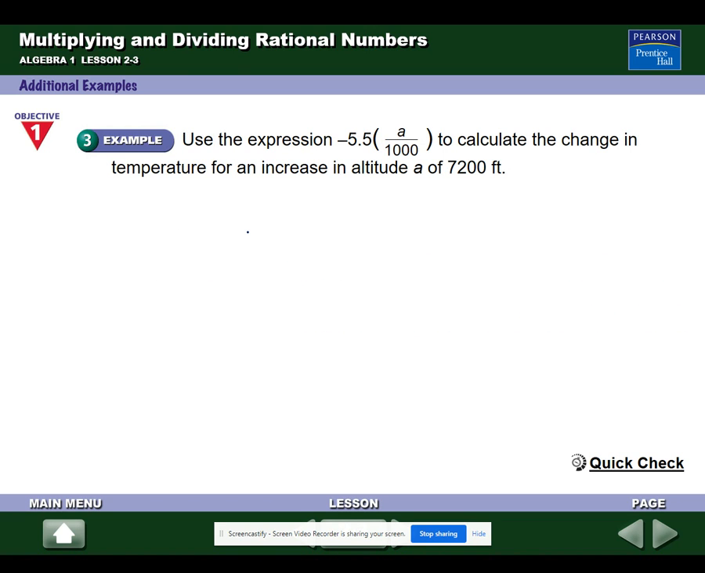This says use the expression you can see there to calculate the change in temperature for an increase in altitude A of 7,200 feet. The A is in the formula, and it's 7,200 feet. So negative 5.5 times 7,200, that's 7,200 over 1,000. Sorry for the lazy language. Now, certainly we should reduce this fraction first. When you divide something by 10, that moves the decimal one place. If you divide something by 100, it moves it 2 places. We're dividing by 1,000, so really this is 7.2.